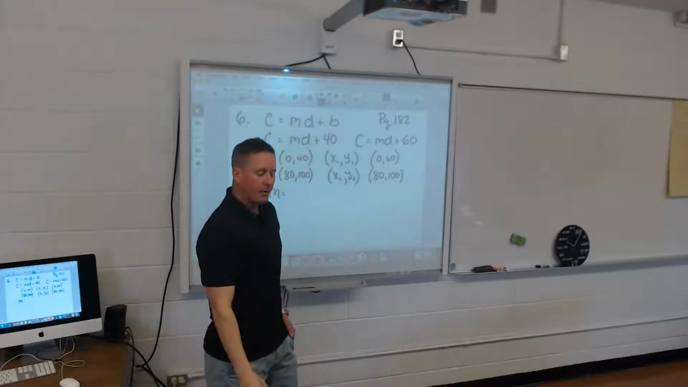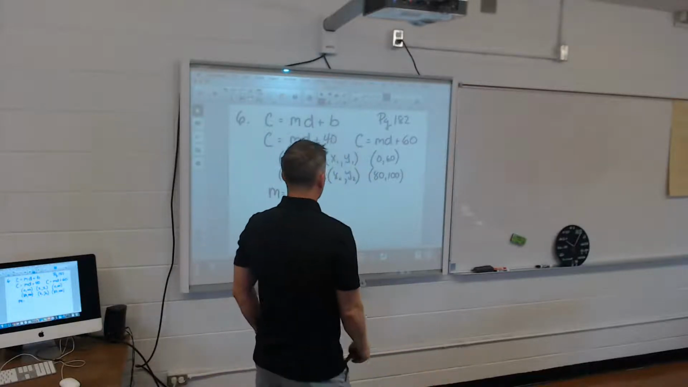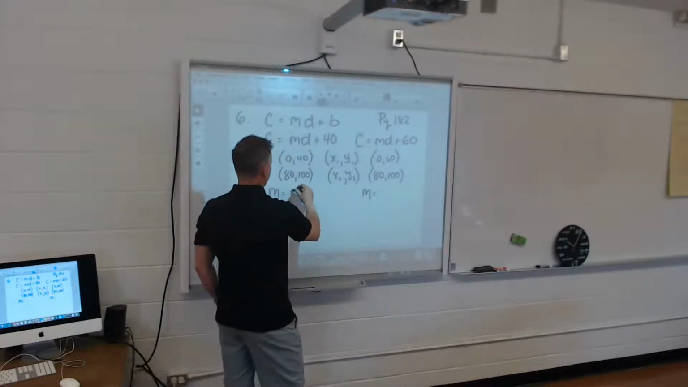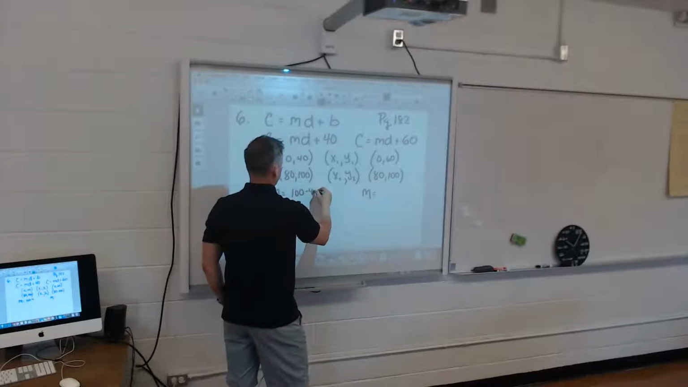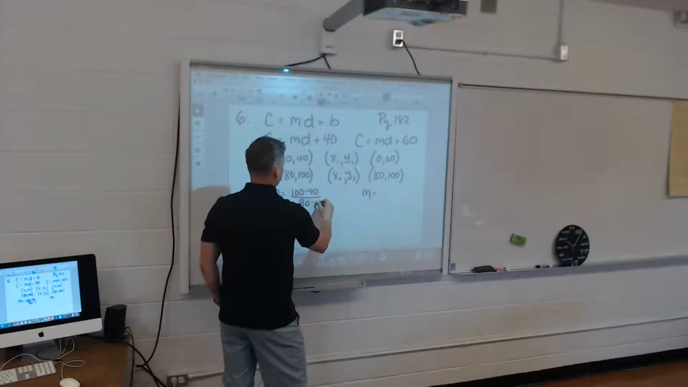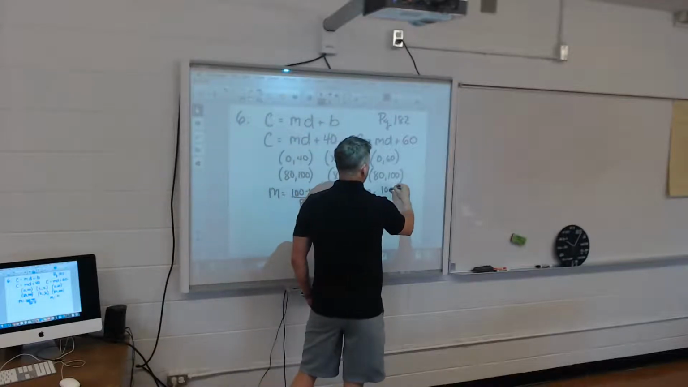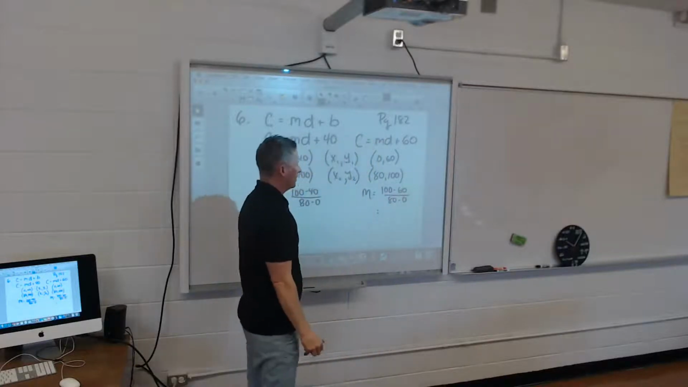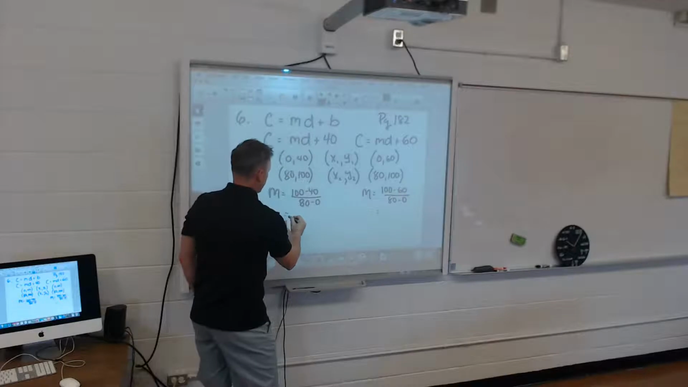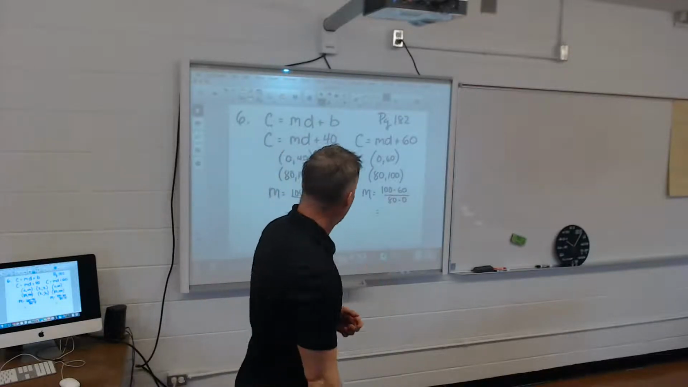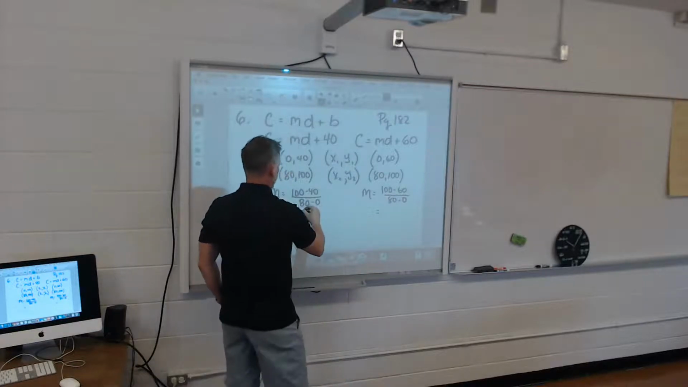So I'm going to find my slope for both of those two graphs. So I've got the M here and I've got M here. So I go y2 minus y1, so 100 minus 40 over 80 minus 0. And over here I have 100 minus 60 over 80 minus 0. Okay? So the rate at which the wheels to go goes up is 60 over 80.